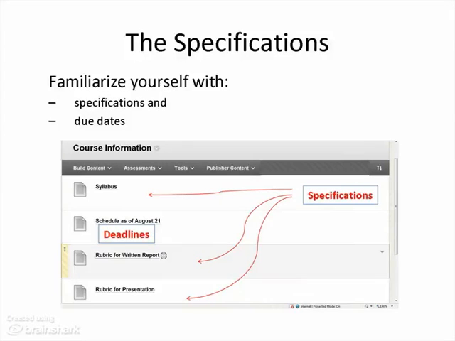So first, please go ahead and look on the course information page for the site to familiarize yourself with the requirements, or in engineering jargon, the specifications, as well as the due dates for your paper and your presentation. As you can see from this slide, you can get the specs in 3 documents. The syllabus has a lot of details on how to write, what needs to be included in the paper and in the presentation. And then we also have a rubric for written report and a rubric for presentation. So please familiarize yourselves with all of these documents, all 3 of them.